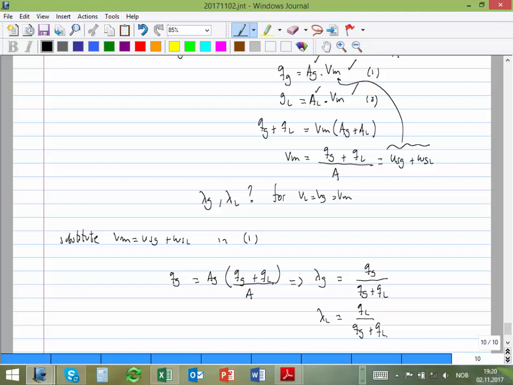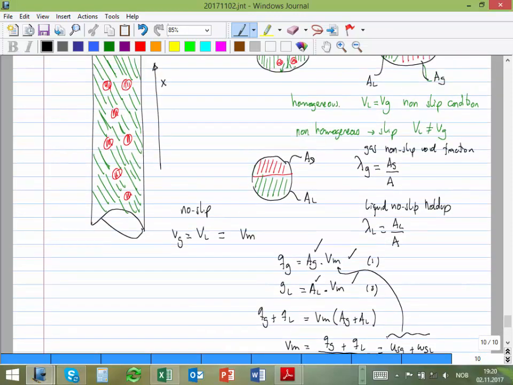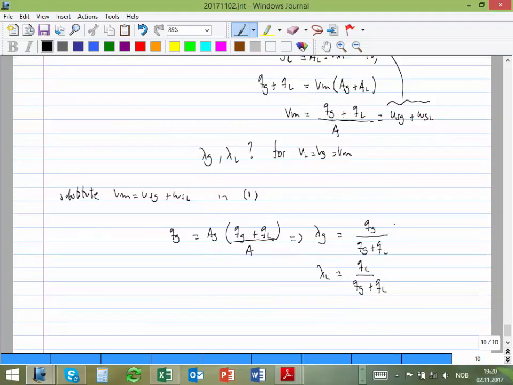That means if we assume the two phases travel at the same speed, with exactly the same velocity, homogeneous flow, then to calculate how much each phase is occupying, we just have to take the ratio of the phase volume rate divided by the total volume rate.